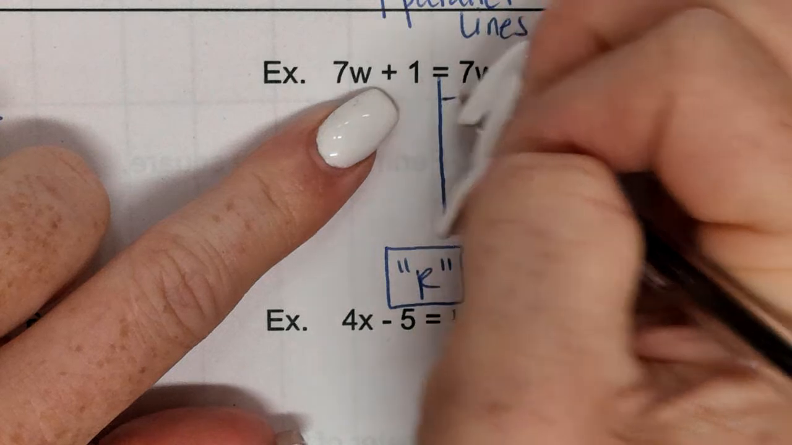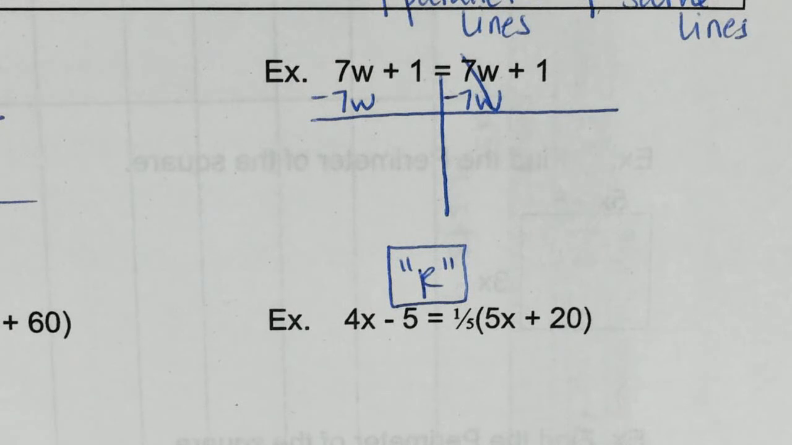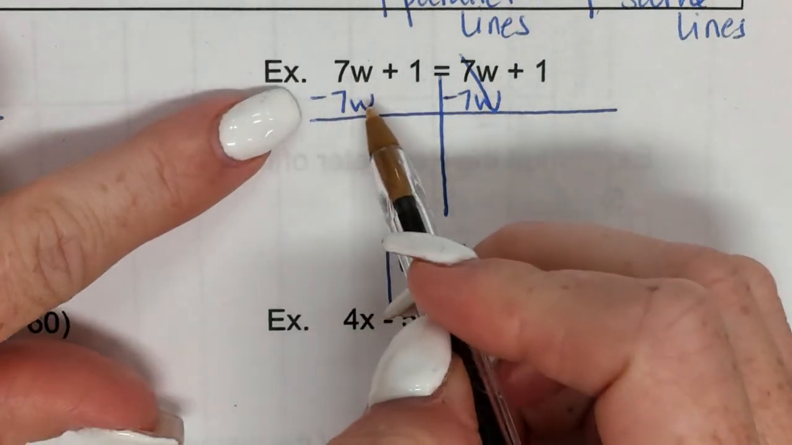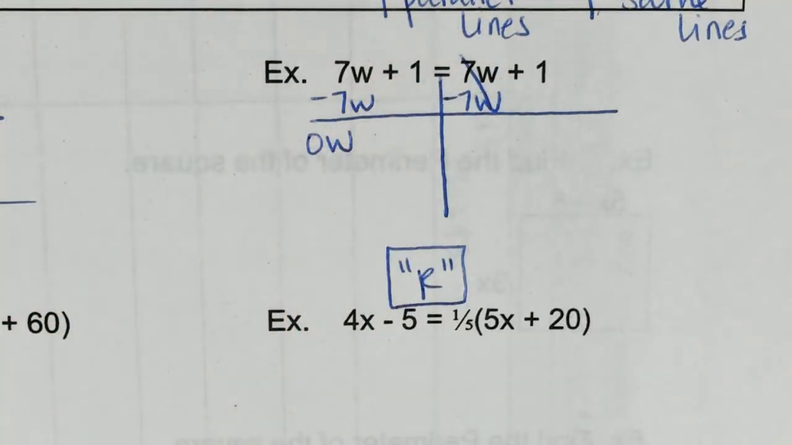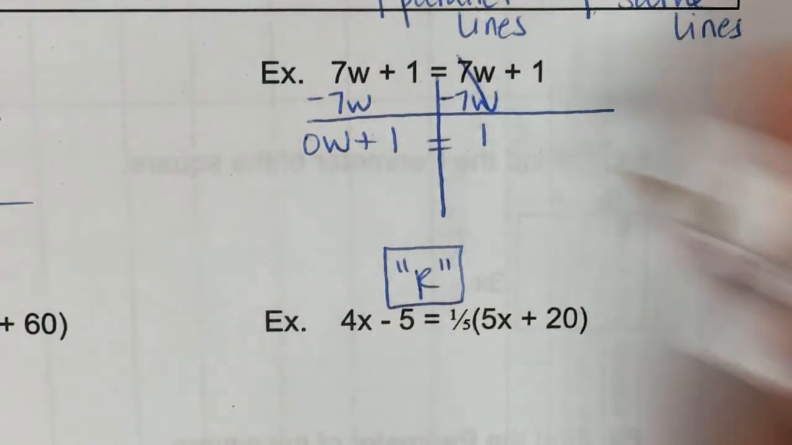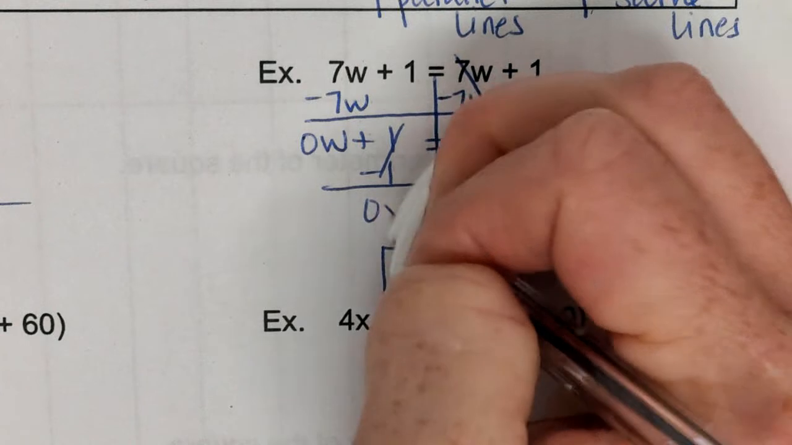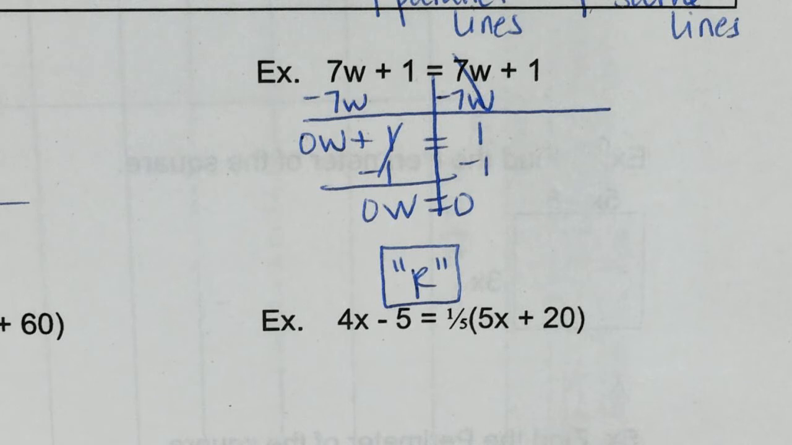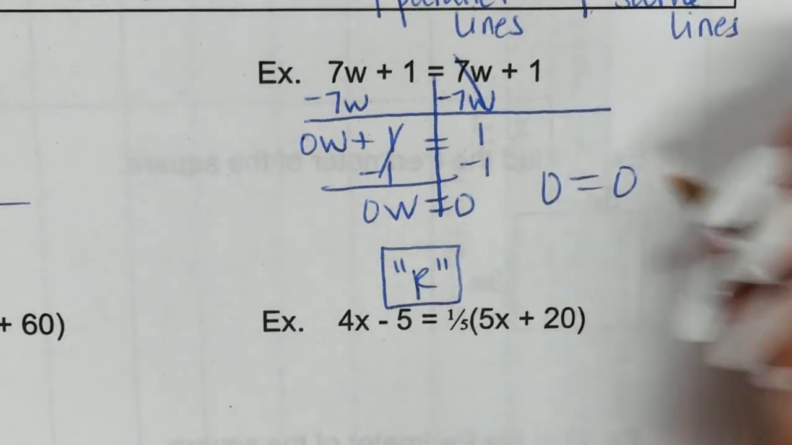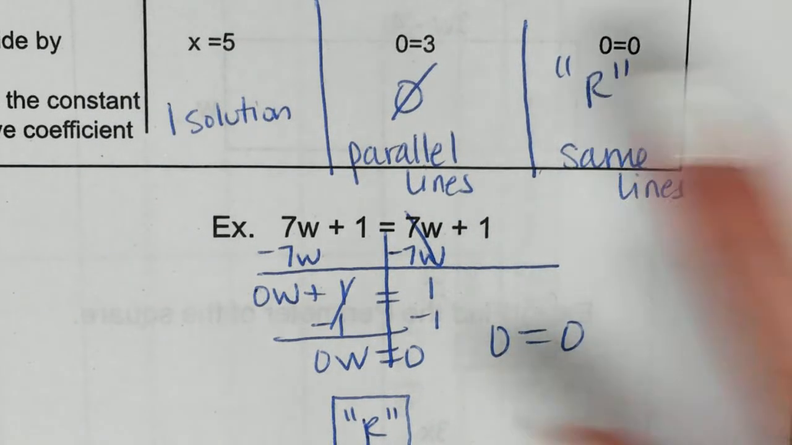Let's show our work. I would subtract 7w. And right here, I know that it's going to be a special equation because what is 7w minus 7w? And anytime I have 0x or 0w, it's either going to be all real numbers or no solution. Plus 1 equals 1. All right, subtract 1. And I have 0w equals 0. What is 0w? What's 0 times anything? 0. So I have 0 equals 0. So look at the top. If you get 0 equals 0, your answer is all real numbers.